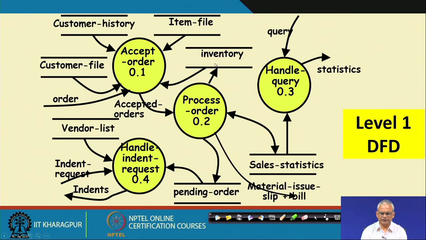If the inventory does not have enough items, it will update the pending order file, and sometime the handle indent request will be operated by the purchase department. They will give the indent request, and then against the vendor list and the pending order, the indent will get generated. The managerial queries concern only the sales statistics, and once the query comes, the appropriate statistics are obtained from here and displayed. So, that is about the level 1 DFD.